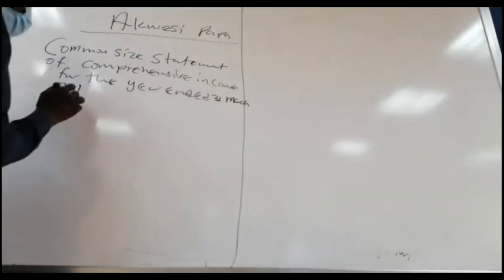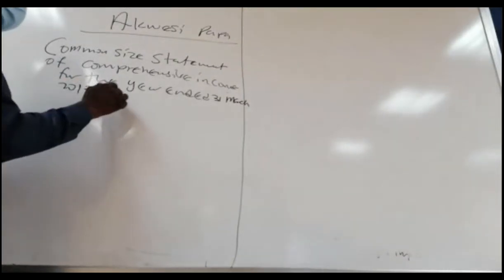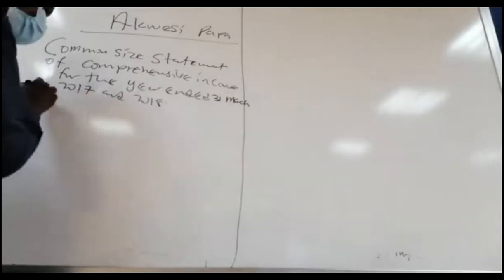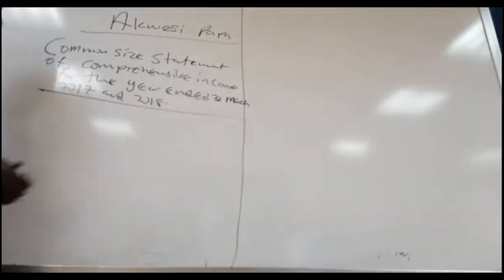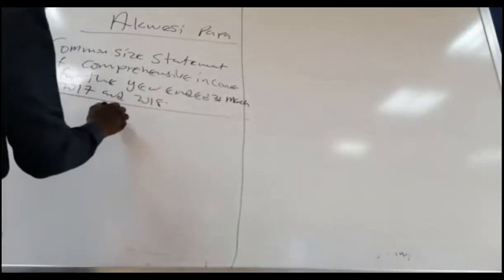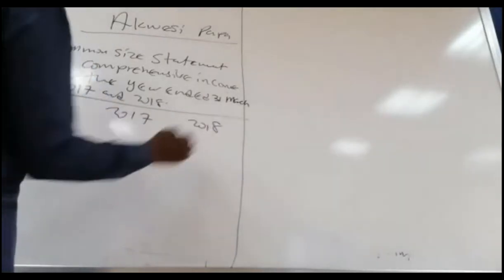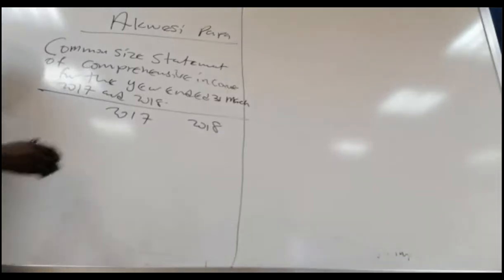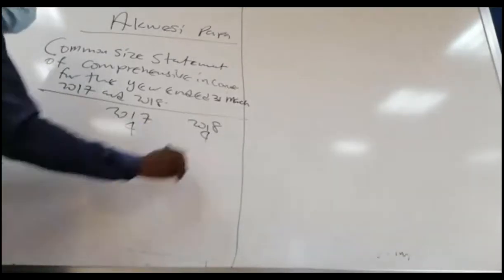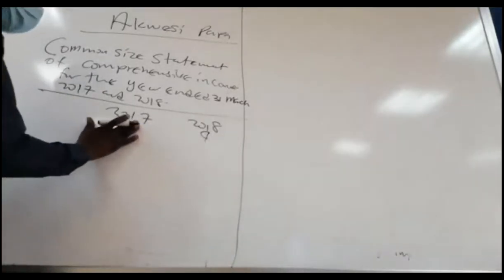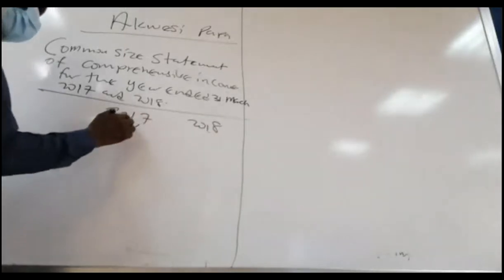Okay, so 2017 and 2018. Good. Yeah, all right, 2017 and 2018. Instead of us writing currency, no, we write percentage. So write the percentage here.